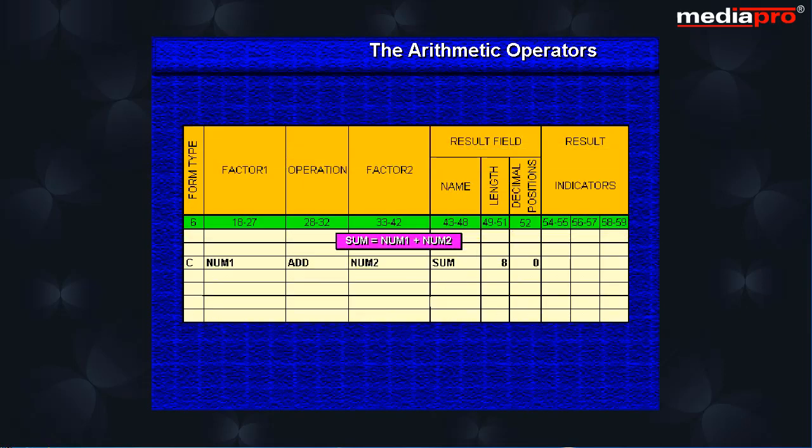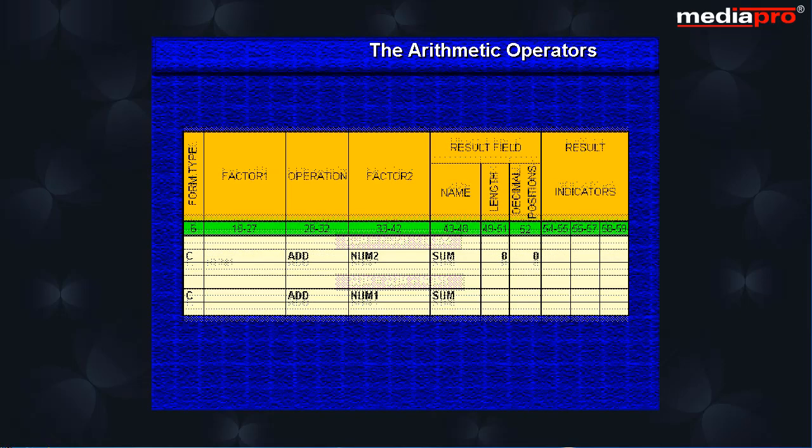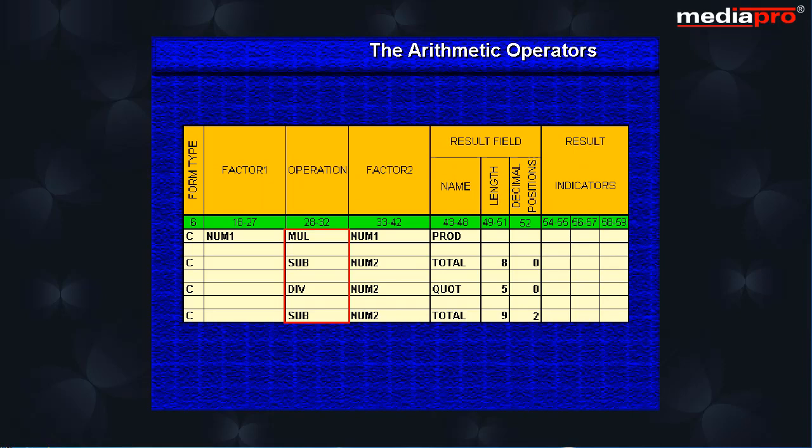Suppose we want to add num1 to sum, we code it like this. An entry is required in the result field and you can have an entry in factor 2 only, or both factor 1 and factor 2. Also, factor 1 and factor 2 could contain literal values. Similarly, for the other operations.